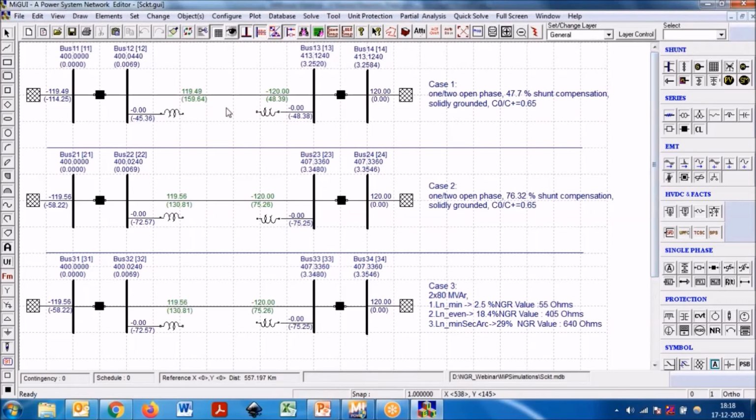See here. I have modeled one equivalent source here. Then we have the breaker.